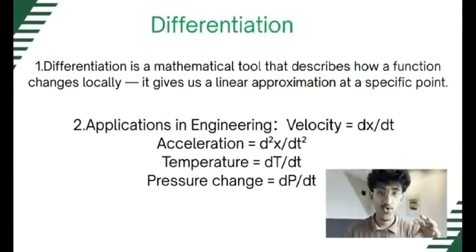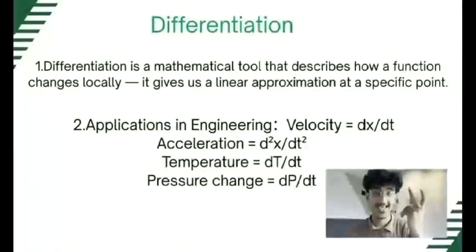Differentiation is a mathematical tool that describes how a function changes locally. It also gives us a linear approximation at a specific point. It also tells us how fast something is changing with respect to another value, which is usually time or position. In engineering, differentiation is widely used to measure velocity, acceleration, temperature change, and pressure variation.